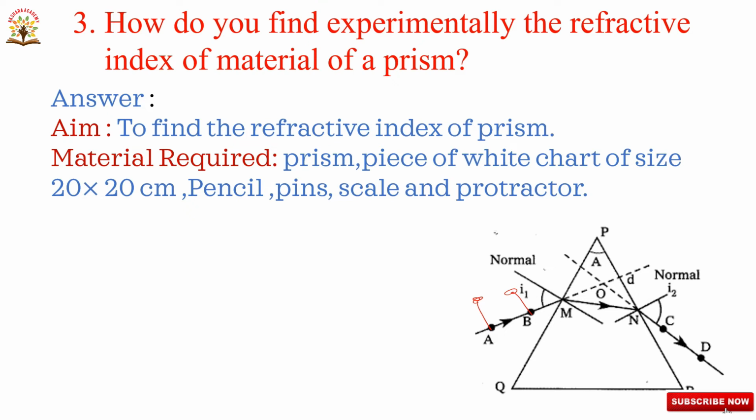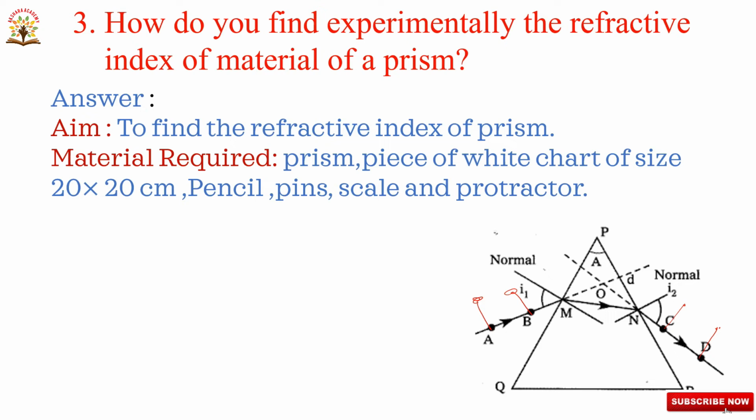And again here we are placing the prism, and by observing these 2 pins through the glass prism, we have to place another 2 pins on the other side. So first we have to take a prism and trace out the prism, that is P, Q, R, and then we have to take 2 pins and place them on one side of the prism, and these two are considered as A and B.